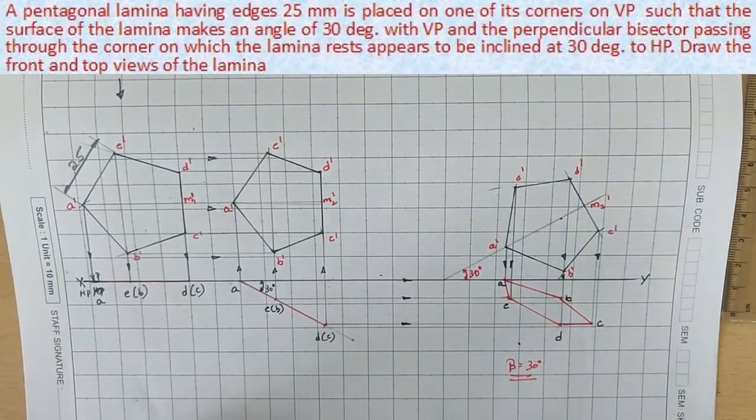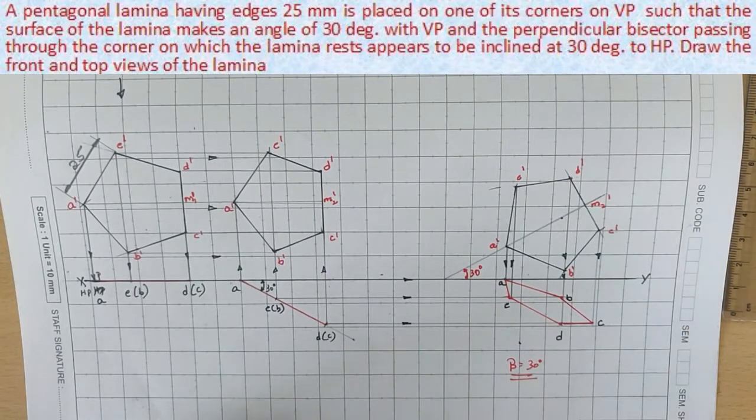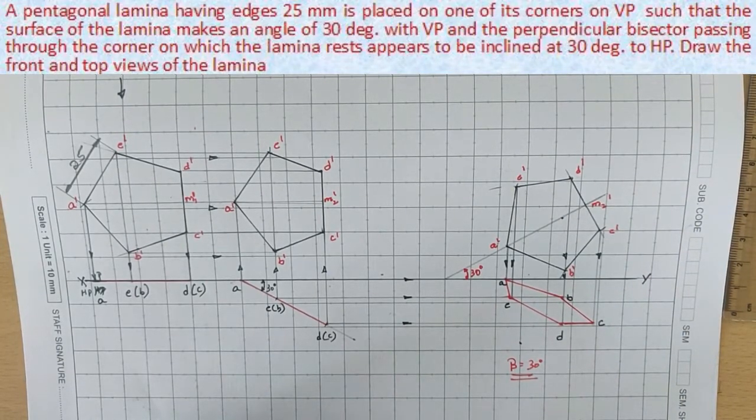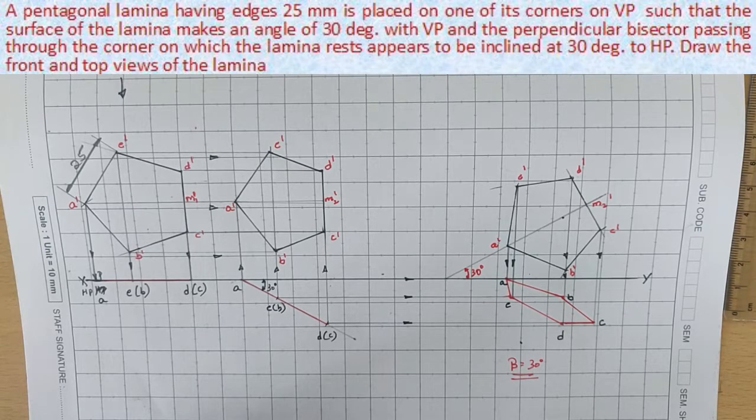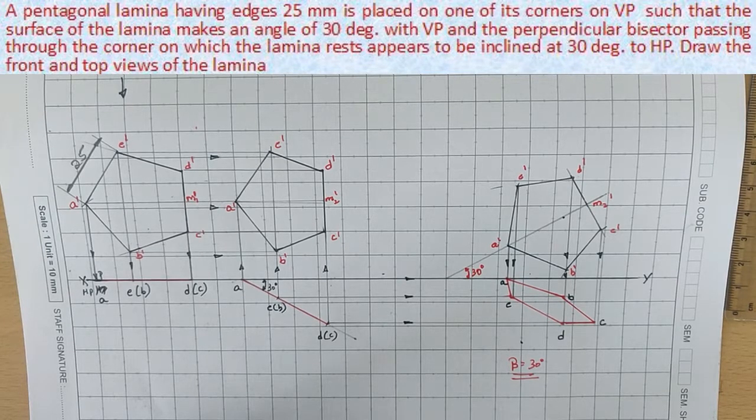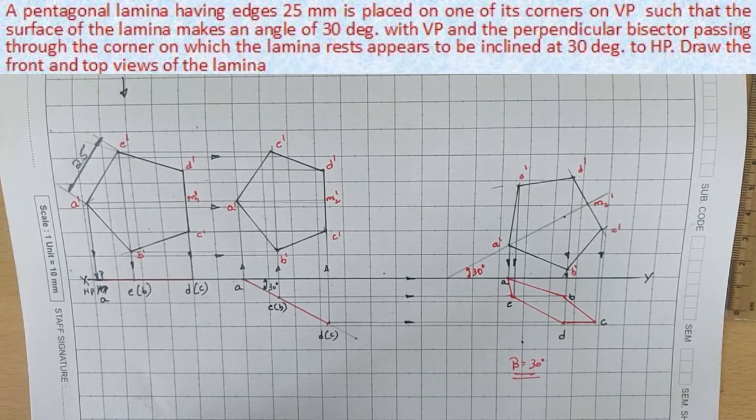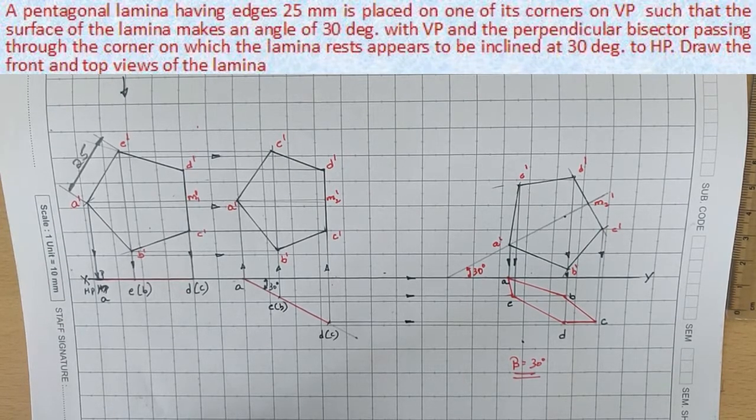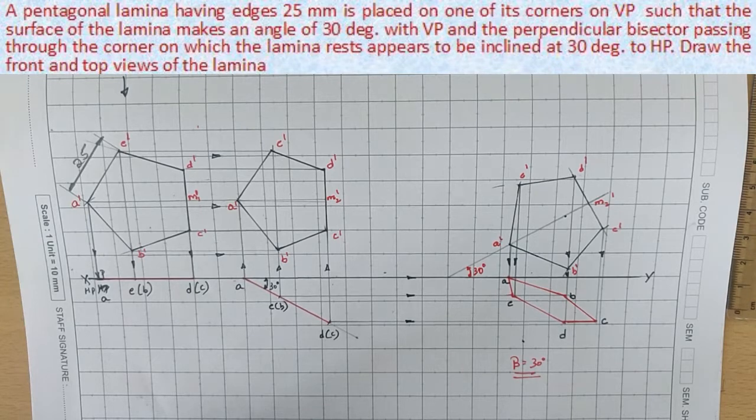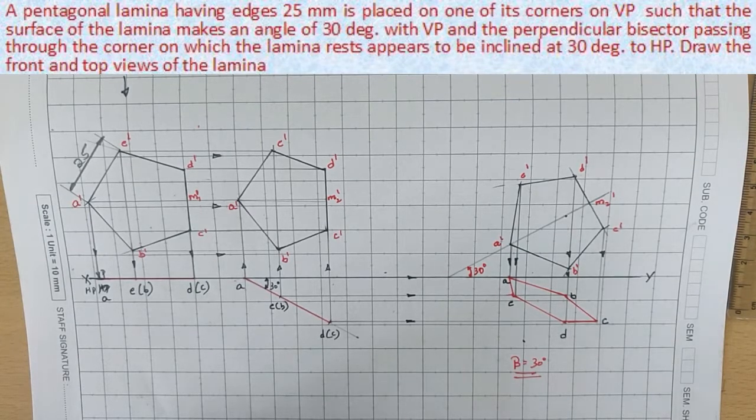It says a pentagonal lamina having edges 25 mm is placed on one of its corners on VP such that the surface makes an angle of 30 degrees with respect to VP, and the perpendicular bisector of the edge passing through the corner on which the lamina rests appears to be inclined at 30 degrees to HP. Draw the top and front views of the lamina. Now it is very much clear.